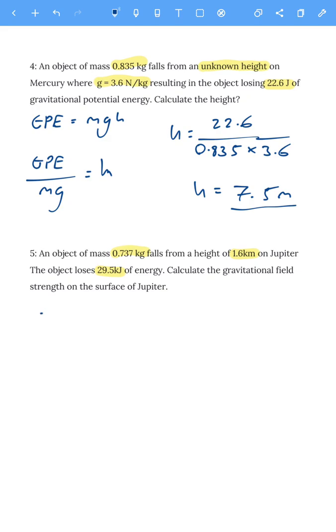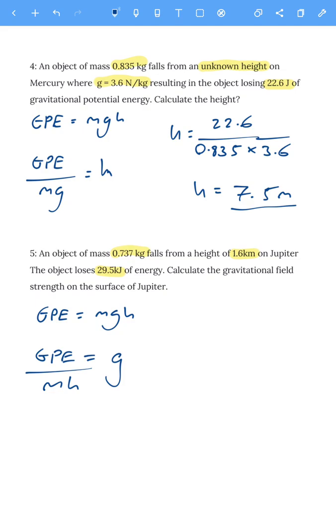So, same equation. GPE equals mgh. Then we just need to rearrange this time to find G. So, gravitational potential energy. And what we need to do to get G, we need to get rid of a times mass and a times height. So the opposite of timesing by mass and height is dividing by mass and height. And that'll give us the gravitational field strength. Then we just need to put the numbers in. You've got to be careful with these ones because we've got some conversions to do.